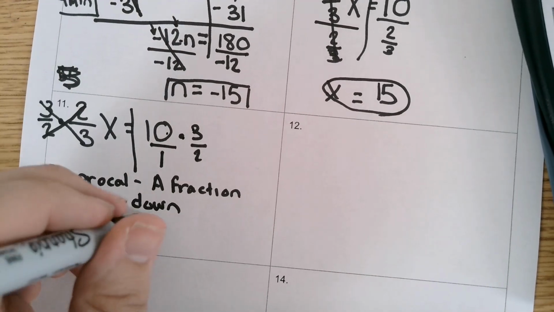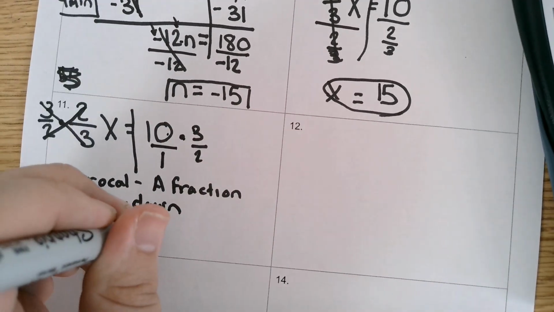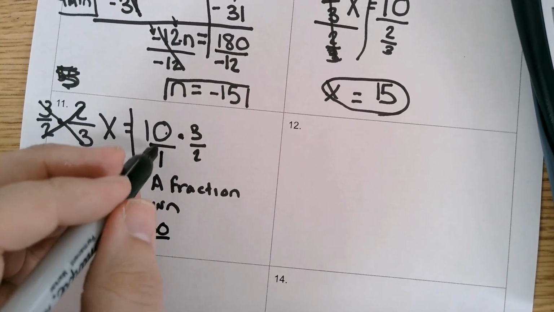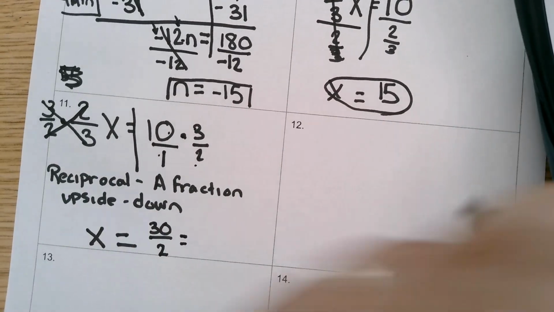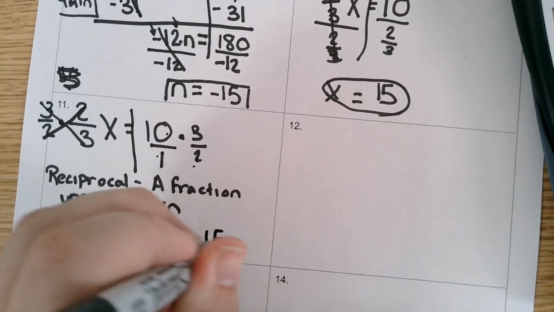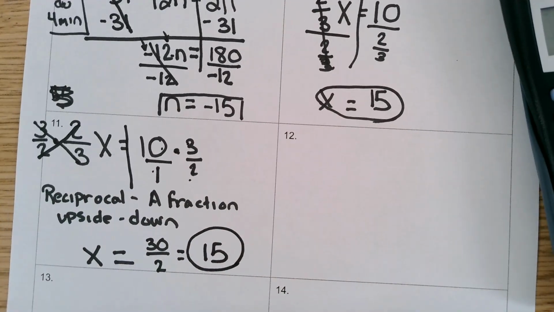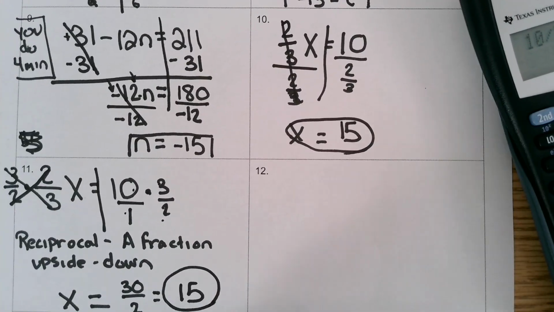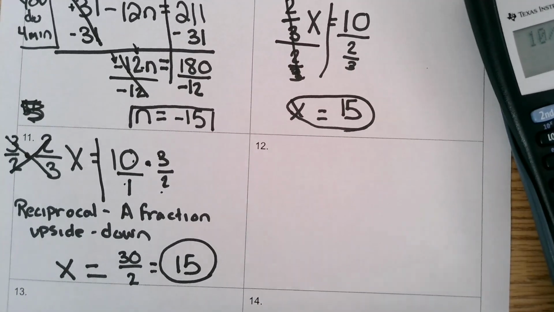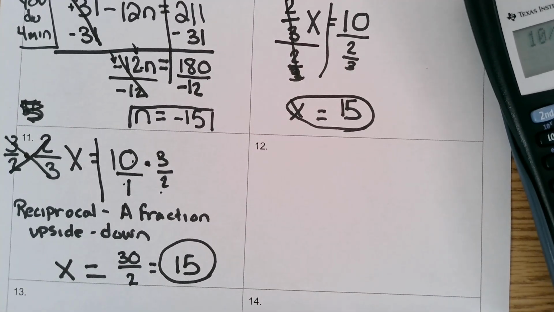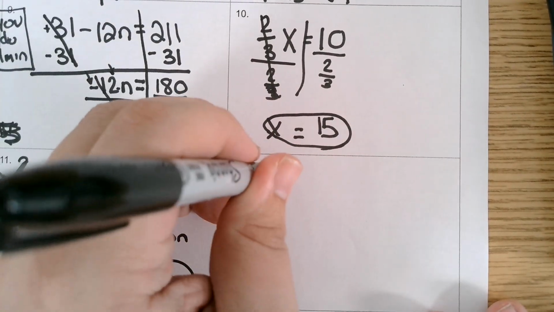10 times 3 is 30. 1 times 2 is 2. 30 divided by 2 is 15. Either way it works. If you want to have the calculator do the heavy lifting, you can. You just got to know how to put it in. Now, the last situation that I need to talk about. It's the one time you're not going to follow this rule. And here's what makes it special.